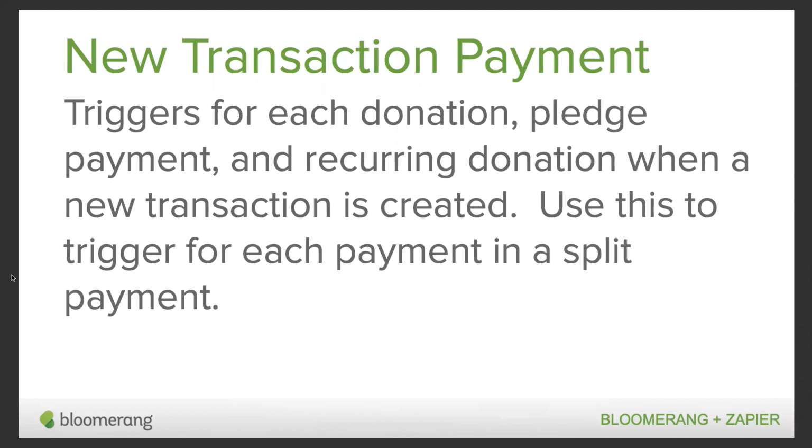The new transaction payment trigger will trigger a Zap to run when you create a new transaction and save it, but only for donations, pledge payments, and recurring donation payments. Unlike the new transaction trigger, which will trigger to run once when a new transaction is created, the new transaction payment will trigger a Zap for each payment on a newly created transaction. This is applicable for organizations that are using split payments in Bloomerang. You will use this trigger when you need to run a Zap for each payment in that split individually when a transaction has multiple split payments.